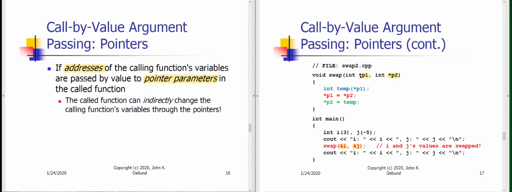p1 is declared as a pointer to int. p2 is also declared as a pointer to int. So p1 receives the address of i. p2 receives the address of j. We can then indirectly access main's i and j through those pointers p1 and p2. Here's how that's going to look in terms of diagrams. Once again, my fancy diagrams.